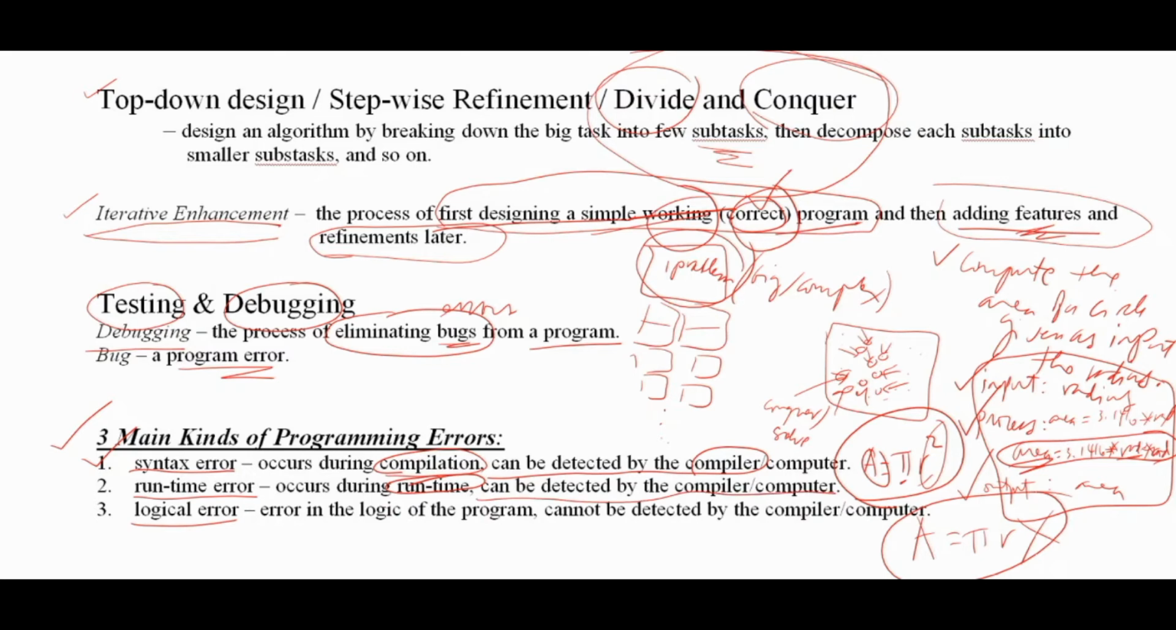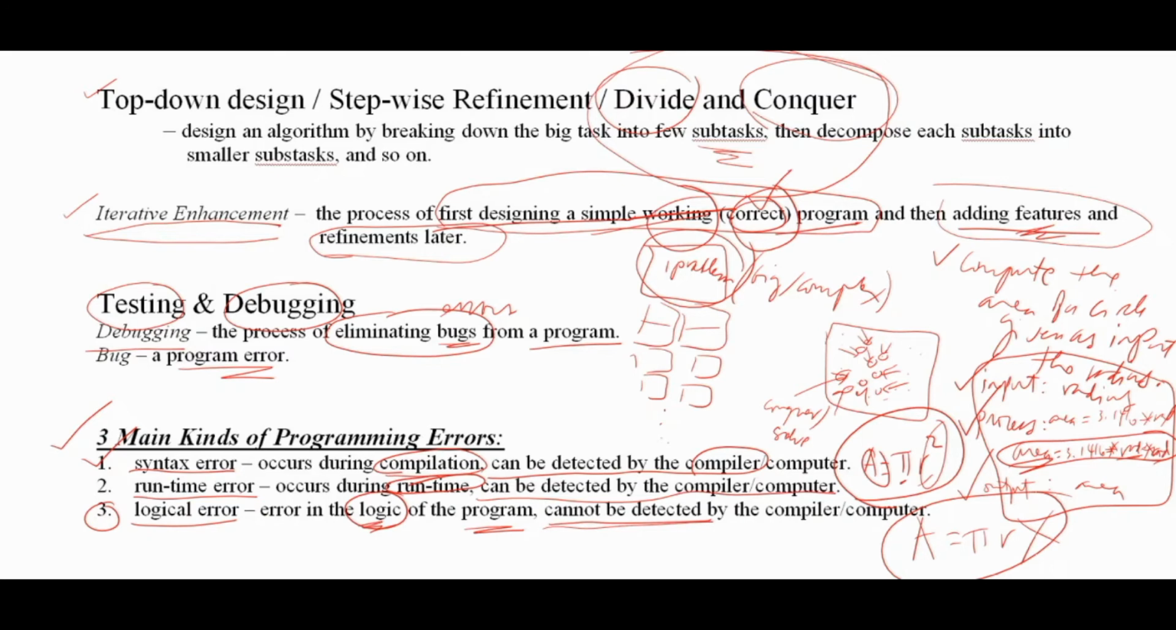And the logical error, the third one, is an error in the logic of the program. And unfortunately, it cannot be detected by the compiler or the computer. And so, programmers have to be very, very careful when designing the algorithm or the flowchart, which is the solution to the problem, and in rewriting the algorithm into a source code program so that you don't commit any logical error, because logical errors cannot be detected by the computer or the compiler.